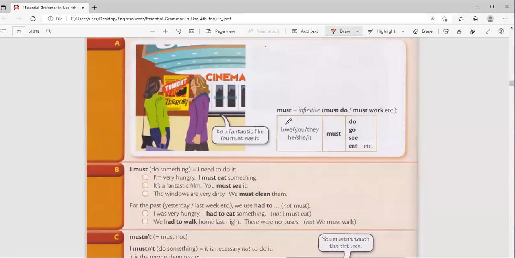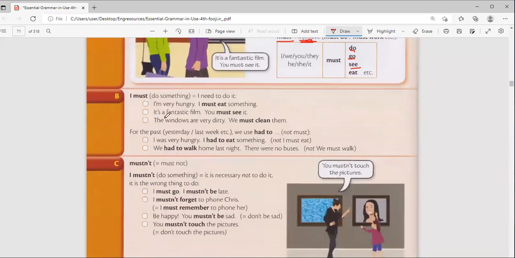You must say it. So remember, must always goes with the verb in simple form. Must do, must go, must see. Don't say must eaten, must did. No. Always, with all modal verbs, we use the verb in simple form. What I told you is called infinitive. So when you say I must do something, it means I need to do it. I'm very hungry. I must eat something.